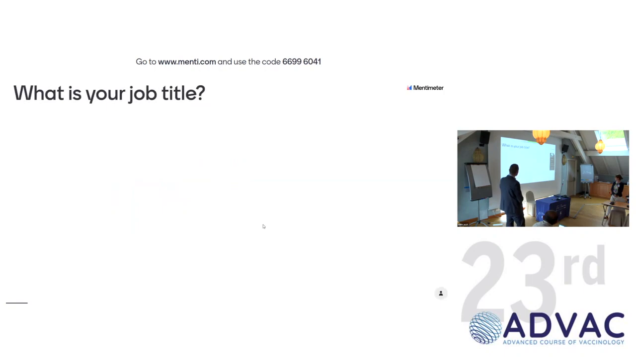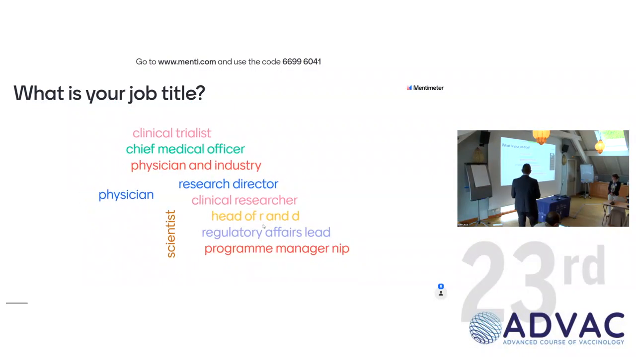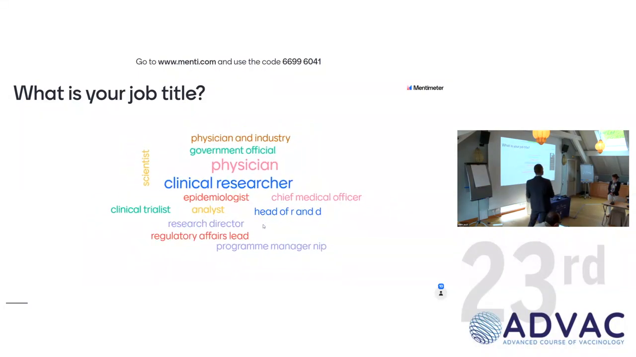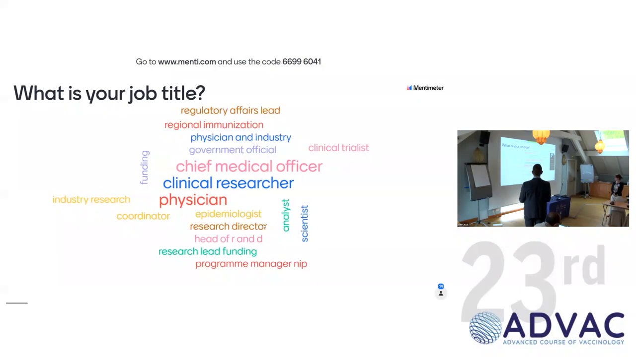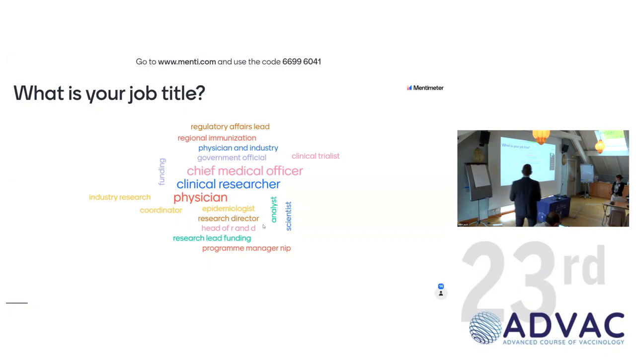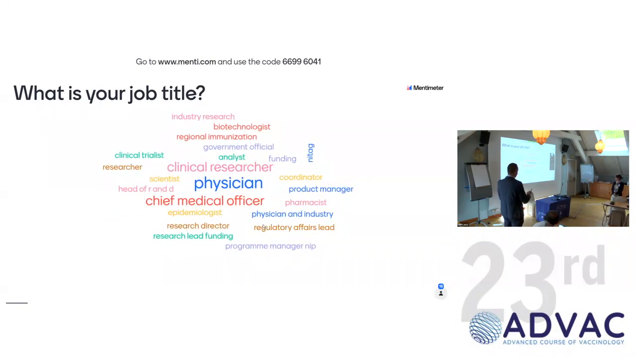And another couple of questions for you. What is your job? Position, are you in a policy maker position? You can choose. Position in industry, regulatory, clinical researcher, program manager. Program manager, national immunization. Then clinical trialist. We have a scientist. Okay, very good. Coordinator, chief medical officer, biotech. Excellent. And a pharmacist. Very good.